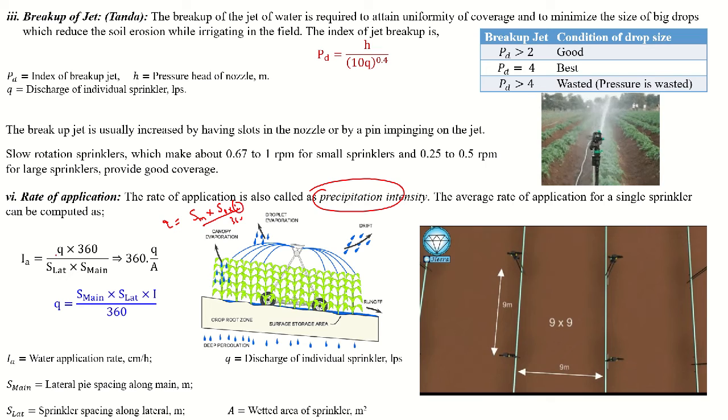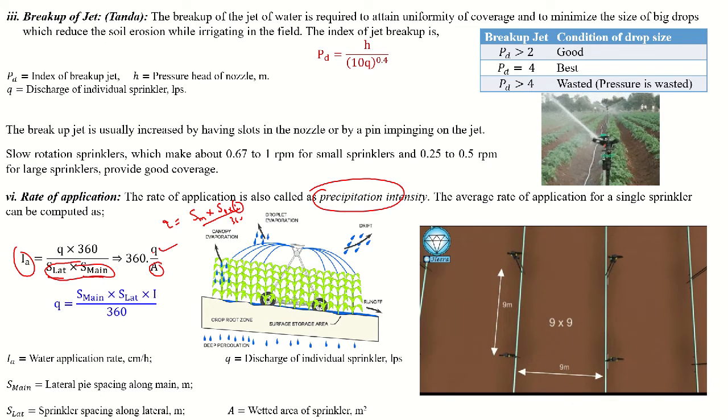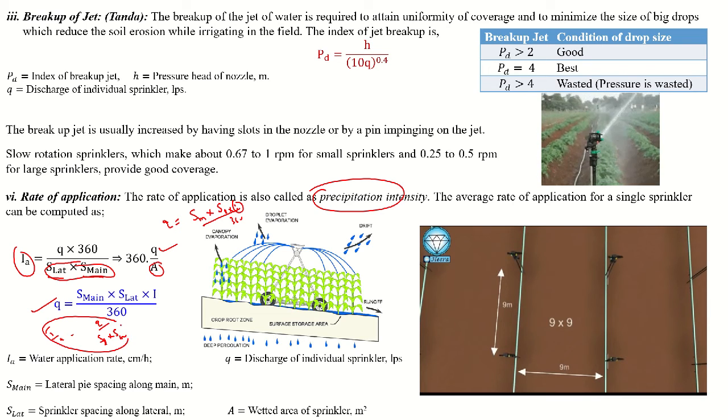Here the application rate I is the discharge divided by the remaining parameters: Q into 360 by the spacing between laterals, spacing between mains, or sometimes the spacing between the submains. So here we can write, this gives the total area, so that is 360 into Q by area. We can also estimate it simply in SI units: the application rate equals discharge by the spacing between your lateral and the spacing between main or submain. So this gives a simple formula.